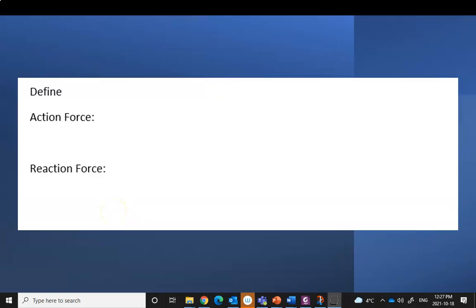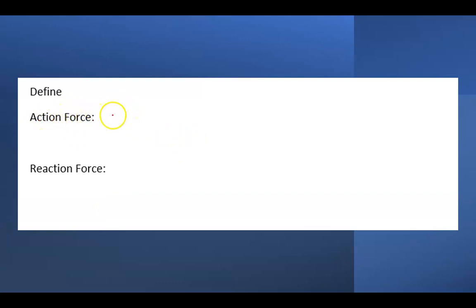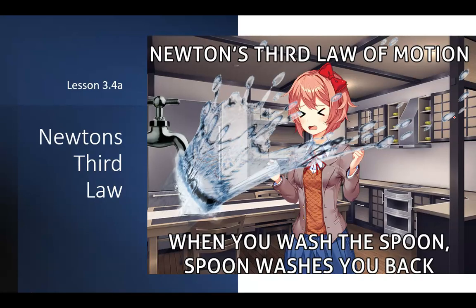So first thing we're going to do is we're actually going to just explain a couple of things. First of all, the action force. Now this here is the force that's initiated by object A on object B. Now, if we think back to our thing here, this would be a case of us washing the spoon, right? It is the action that we've taken. So this would be your action force.